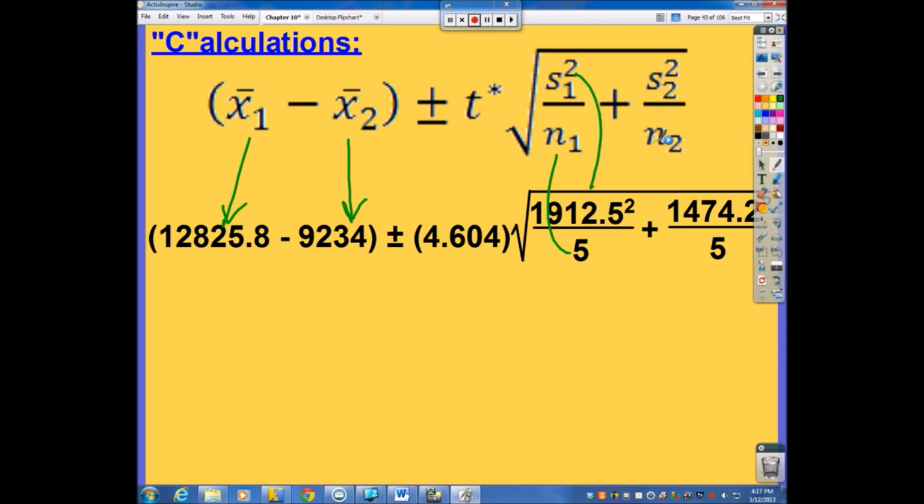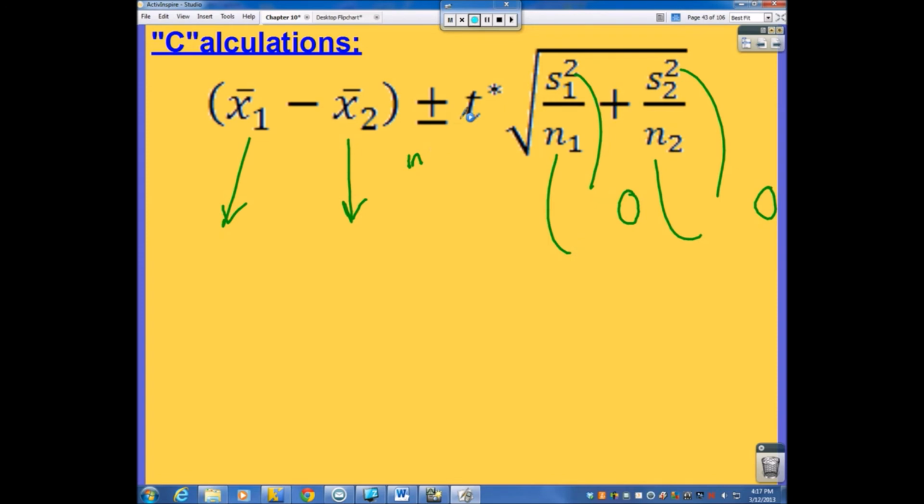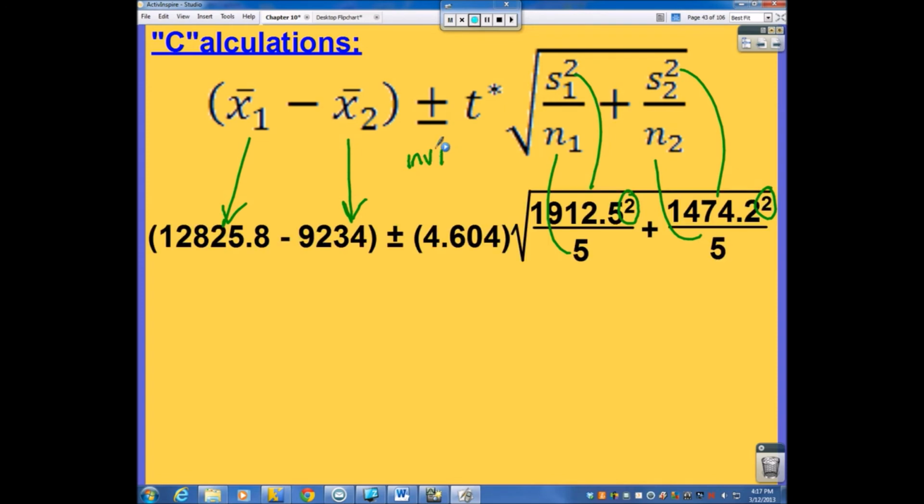And then here are my numbers for the standard deviations. And keep in mind, you have to square. There's really a hidden square back behind here. Square those. And then the t, we're going to have to use inverse t to get this number.